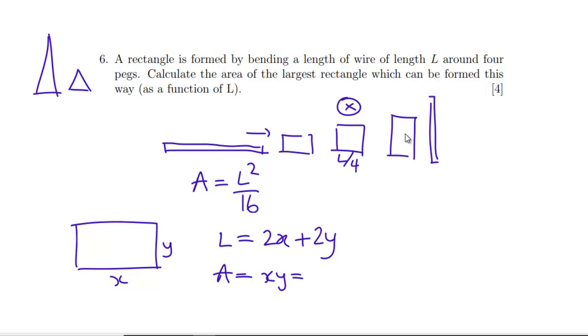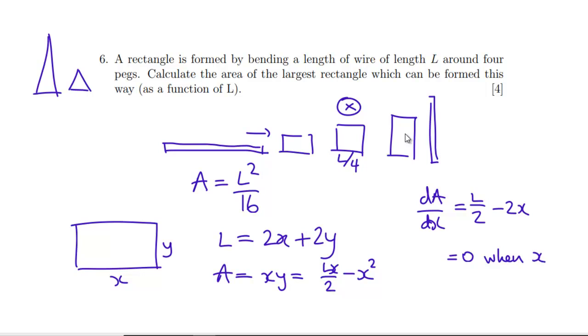So L over 2 minus x, and we need to multiply all of that by x. So we've got Lx over 2 minus x squared. So we can do dA dx, which is going to be equal to L over 2 minus 2x. We need that to be 0. So that equals 0 when, and we can see now, x equals L over 4. So we end up in the same place. But this has got a much easier symmetry argument than the one that we had with the isosceles triangle.